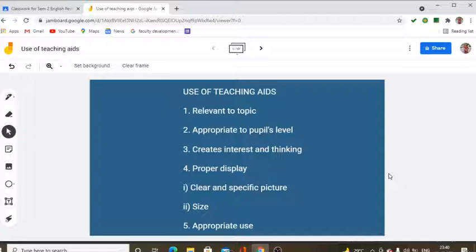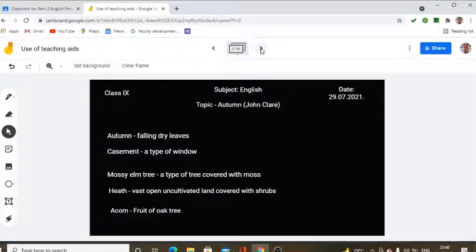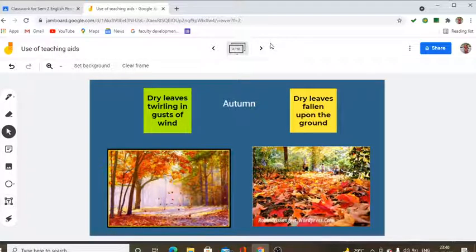The teacher shows this picture of autumn and asks the students the following questions. The teacher asks the students, what is the most significant feature of autumn season? A student replies, falling dry leaves. The teacher says, very good.